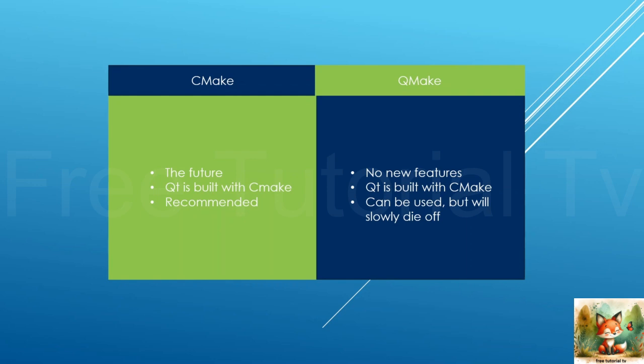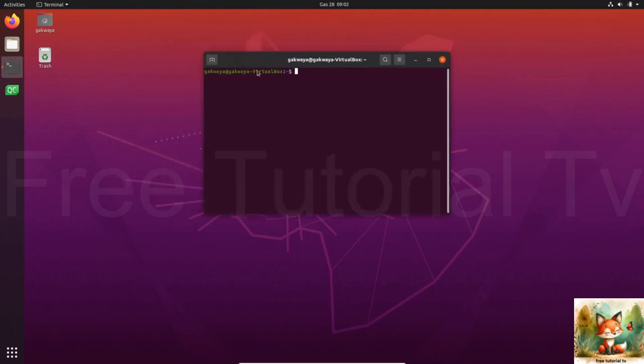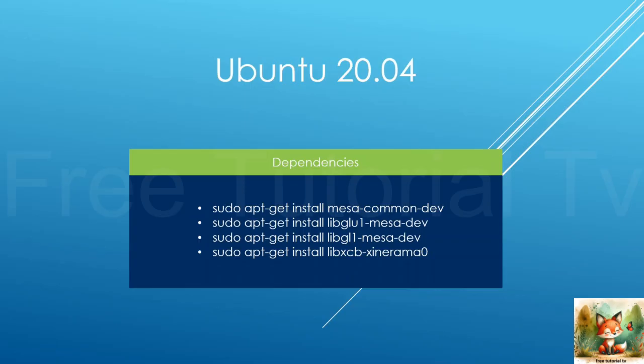So let's head over to our Linux box and start installing the dependencies and installing the Qt framework. Okay, here I am on my Linux box. I am going to open my terminal window, and let's put it in the center here. What we're going to do is install these dependencies. I want you to run these commands in your terminal one by one. Once you are done, you're going to have these dependencies here.